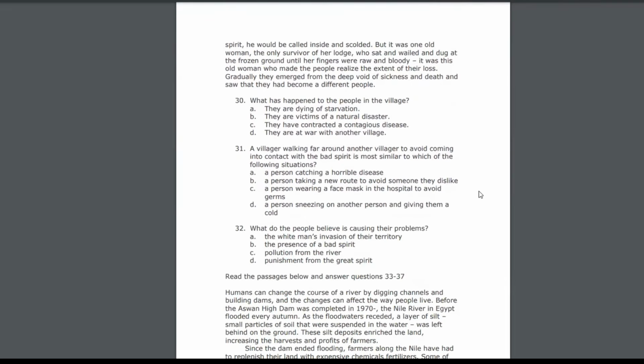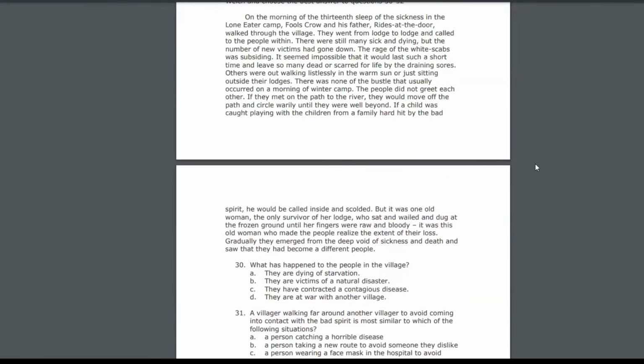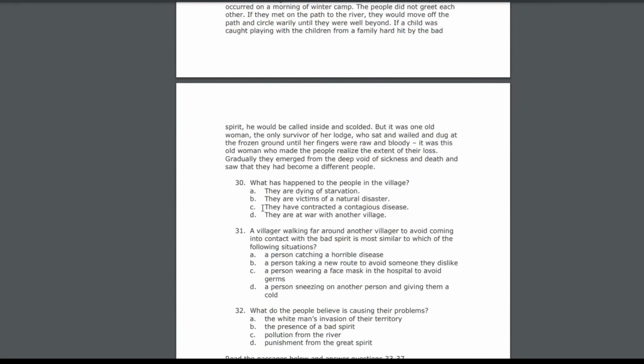All right, let's take a look at number 30. It says, what has happened to the people in the village? If we look at the overall passage, we have a village full of people that are sick. Something is going on, people are dying, people are being isolated. That's the general gist of what I saw. So what has actually happened? They are dying from starvation, they are victims of a natural disaster, they have contracted a contagious disease, or they are at war with another village.